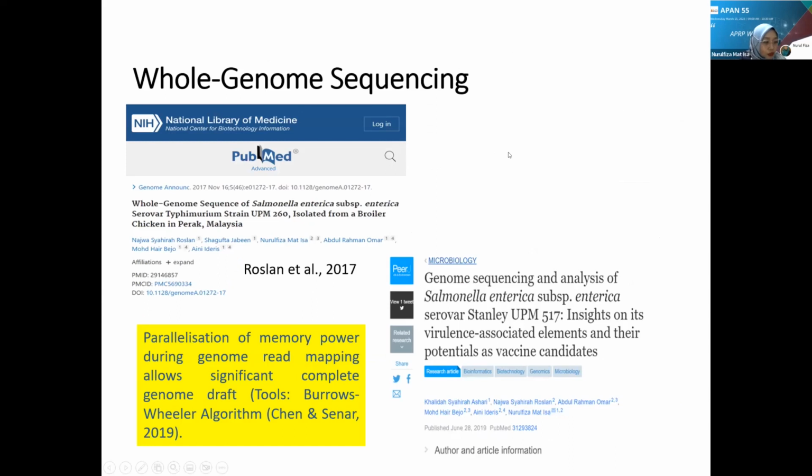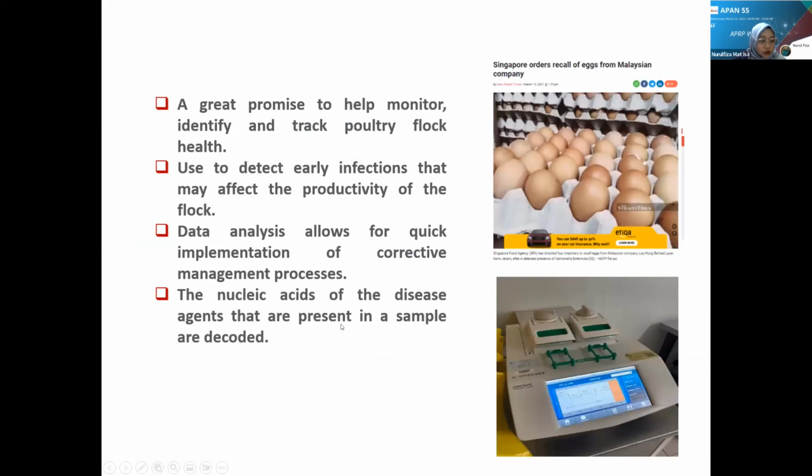So whole genome sequencing provides the most comprehensive view of an individual's genetic variation, which includes the genomic profile information, protein function annotation, also including mutation, insertion, deletion, and structural variation. Okay, so this is one of the studies that mentioned that for whole genome sequencing, we need the parallelization of memory power during genome read mapping, and it allows significant completion of genome analysis.